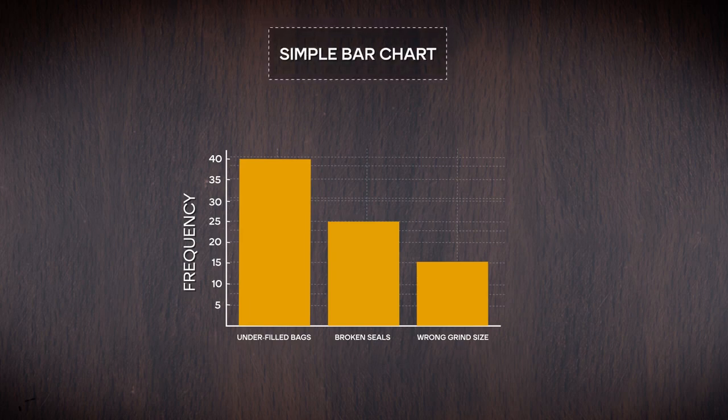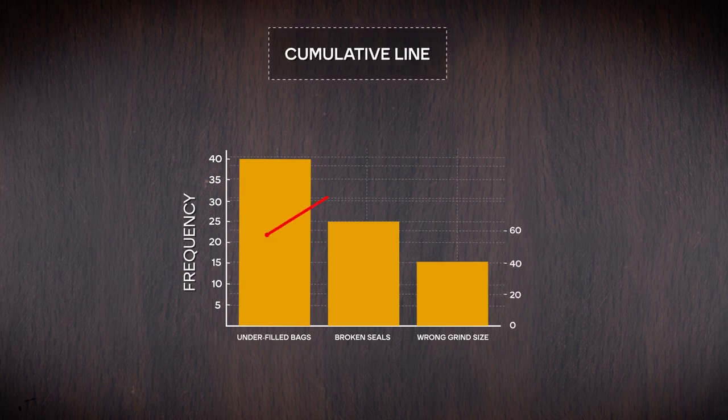The next step is what matters the most, which is the cumulative line. The cumulative line shows the cumulative percentage of problems covered as you move across the bars. This helps you see where the biggest improvements will come from. When we plot this line, we see that underfilled bags account for almost 50% of all issues, while the broken seals make up 31%, and the wrong grind size is only 19%.